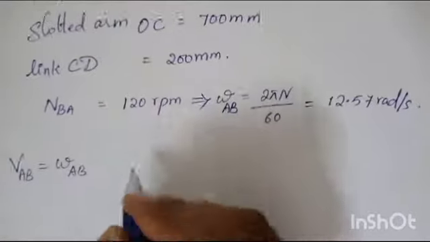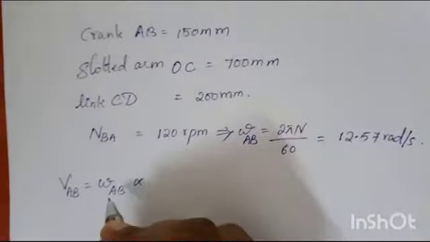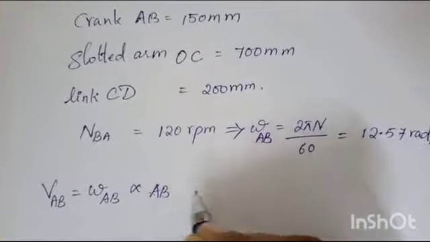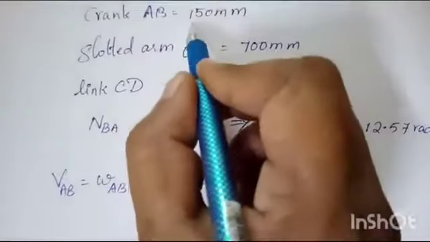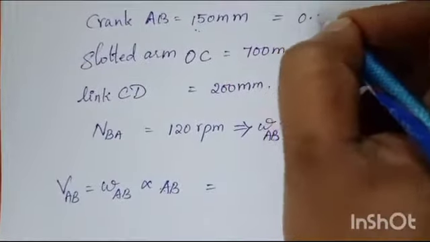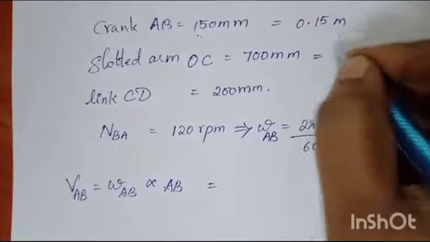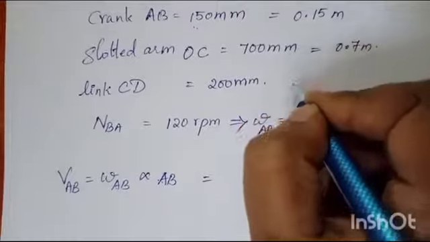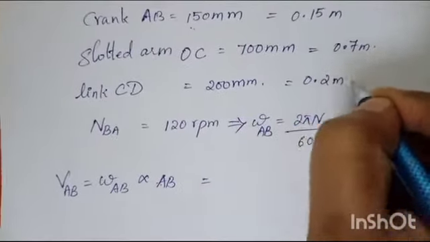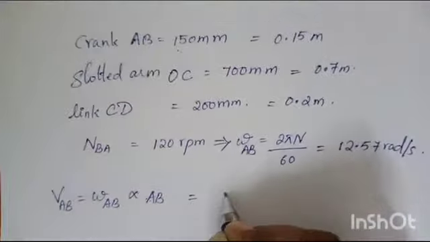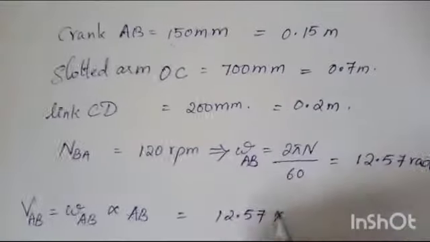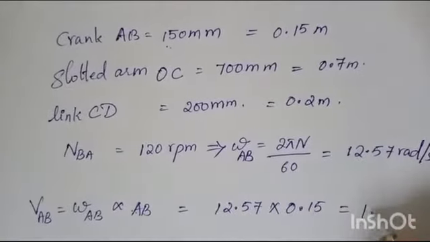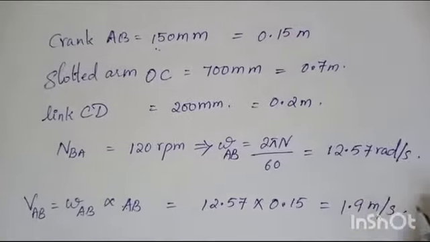So VAB is nothing but V equal to R omega. You have the relation: VAB equals omega AB times the link length of AB. The length of AB is given in the given data. Everything you just convert into meters, because while taking the velocity you need to put it in meters only. Okay, so this is your conversion of link length. So here 12.57 into link length AB, which is 0.15, so you will get nearly 1.9 meter per second.